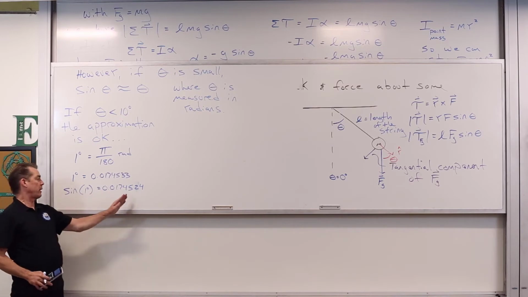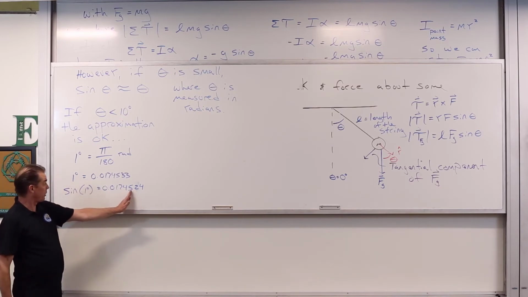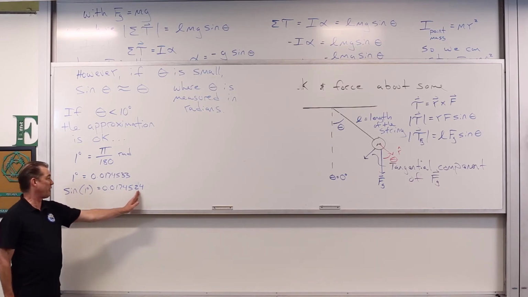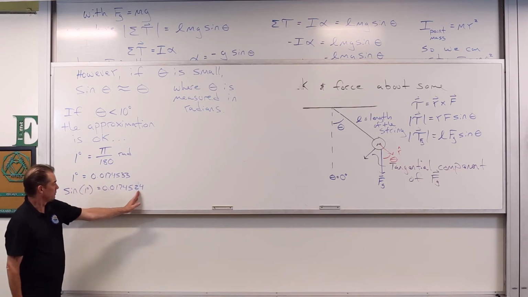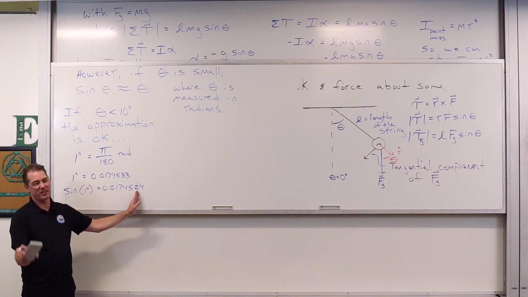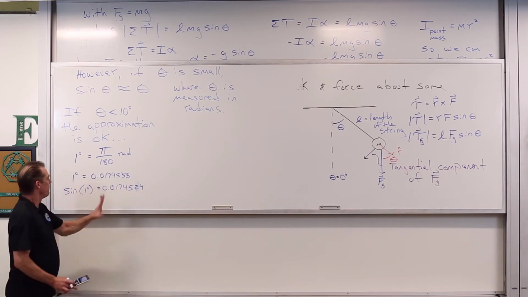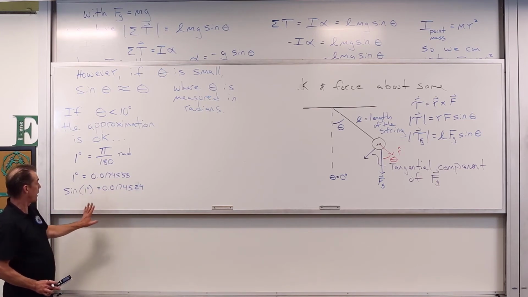To 3 significant figures we're good, to 4 significant figures we're good, to 5 significant figures, that's where we start to go off, just a little tiny bit. Those two numbers are pretty darn close, right?